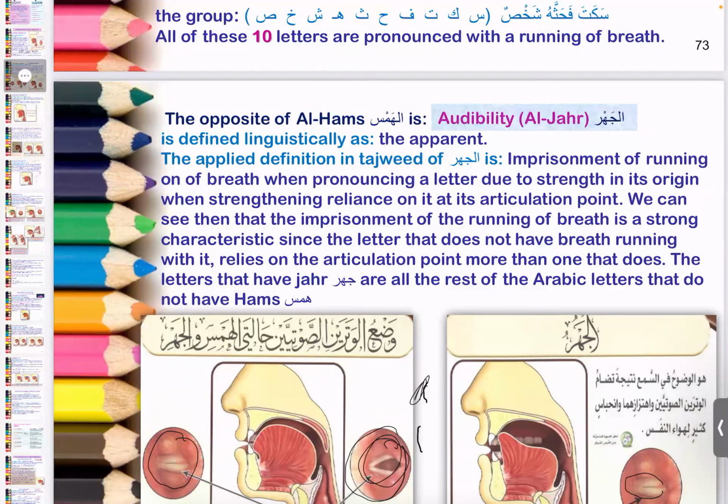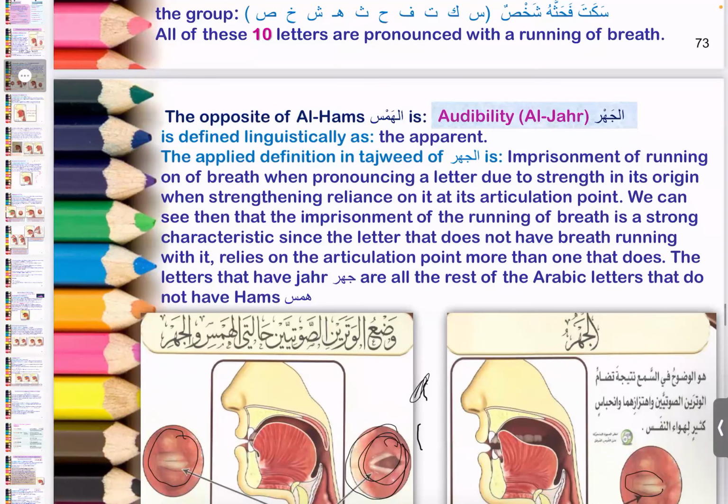We can see then that the imprisonment of the running of breath is a strong characteristic, since the letter that does not have breath running with it relies on the articulation point more than the one that does. The letters that have Jahar are all the rest of the Arabic letters that do not have Hams. When you take out the letters of Hams, all the remaining letters are the letters of Jahr.